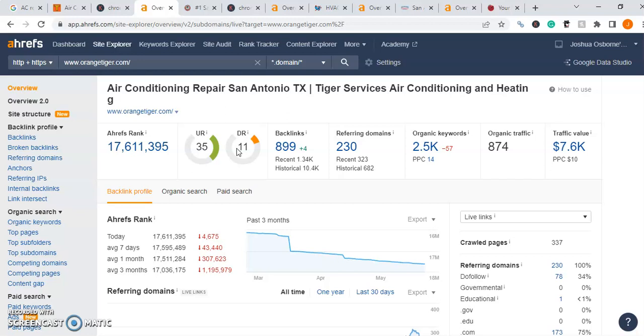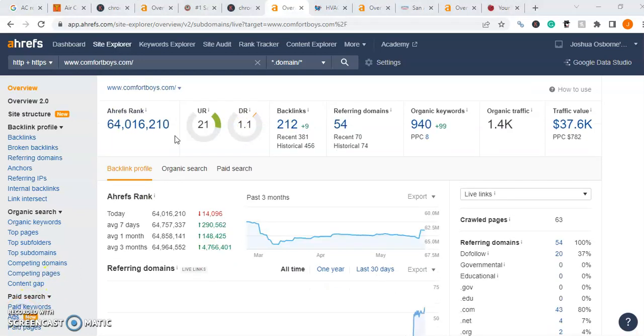Let's take a look at some of your competitors and see what they're doing as far as UR and DR go. So here we have Comfort Boys, and you'll see that they have a 21 UR, a 1.1 DR, which puts them in the top 100 for 940 keywords and generates them about 1,400 organic users every single month. Now, something also really important to notice is this traffic value. I talk about it with a lot of people. Traffic value is a stat that is made up by Ahrefs, and it determines where your traffic is coming from. How much buyer intent does your traffic have?